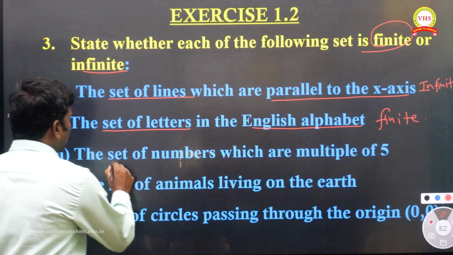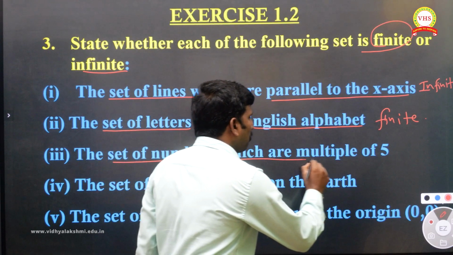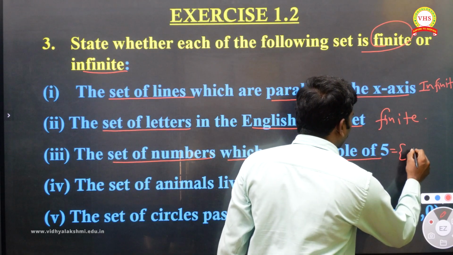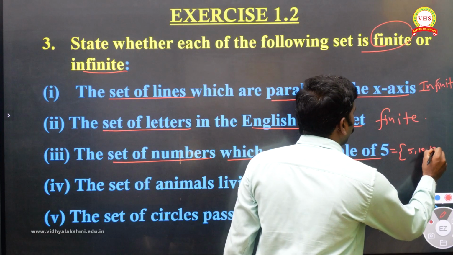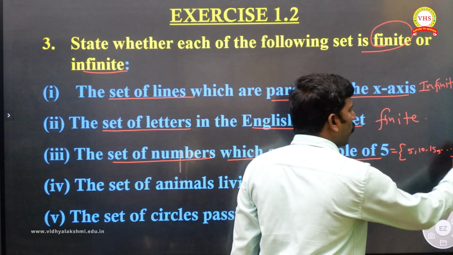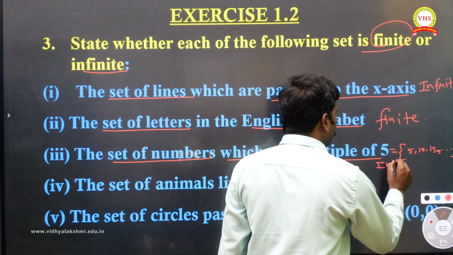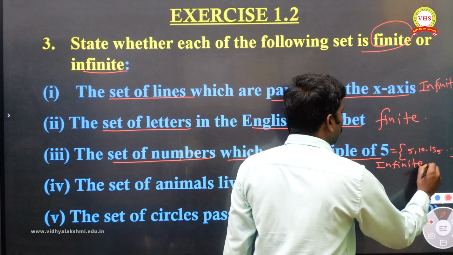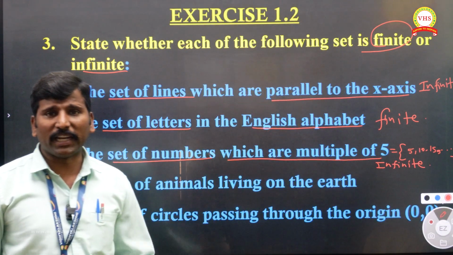That's it. And set of numbers which are multiple of 5. Multiple of 5 means that will be 5, 10, 15, so it will be going on. No end. No end means what we have to give? Infinite. Infinite we have to give.